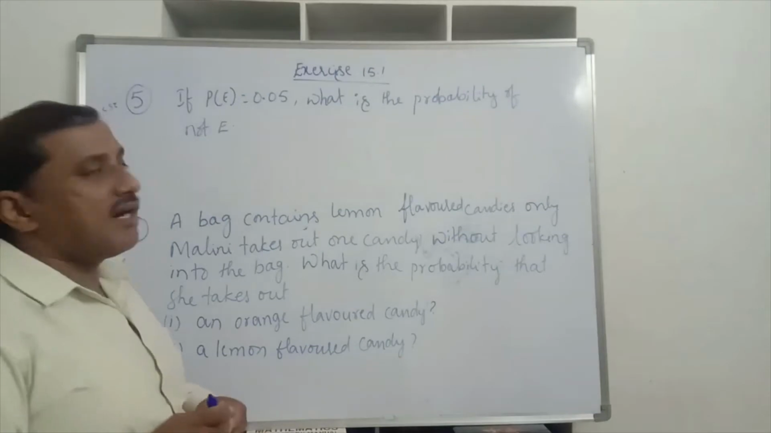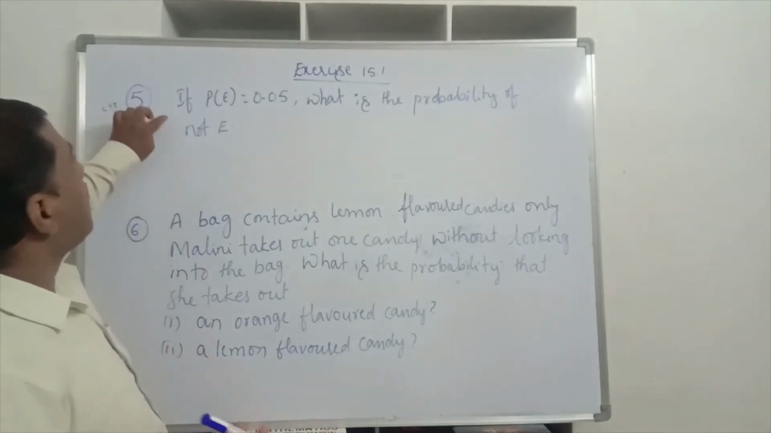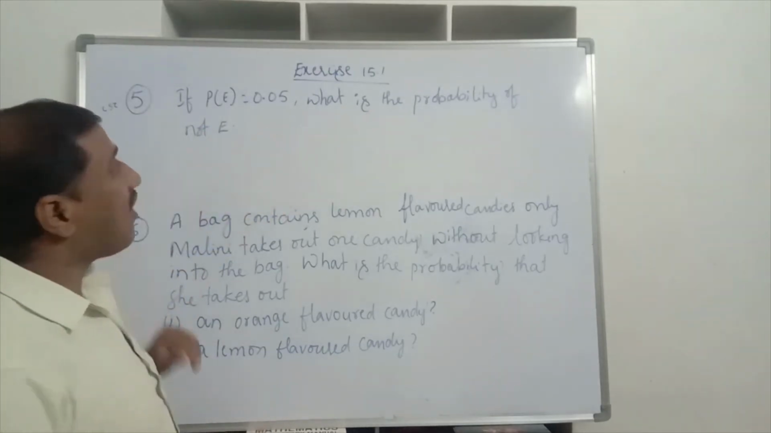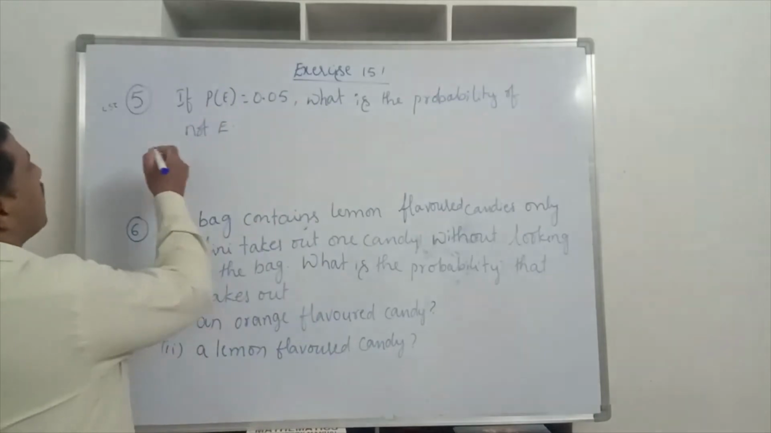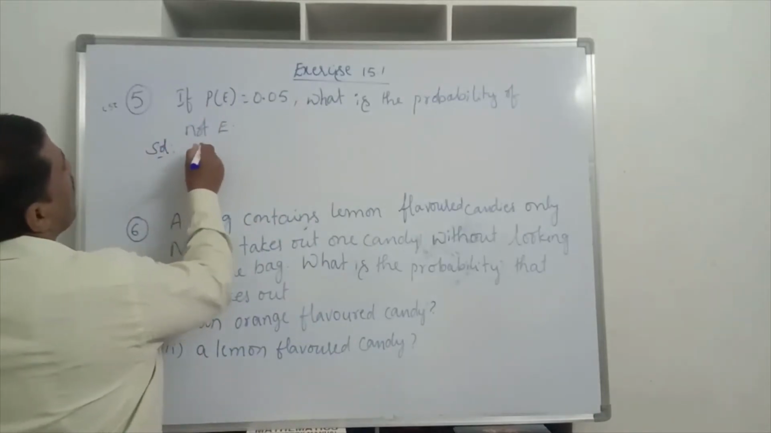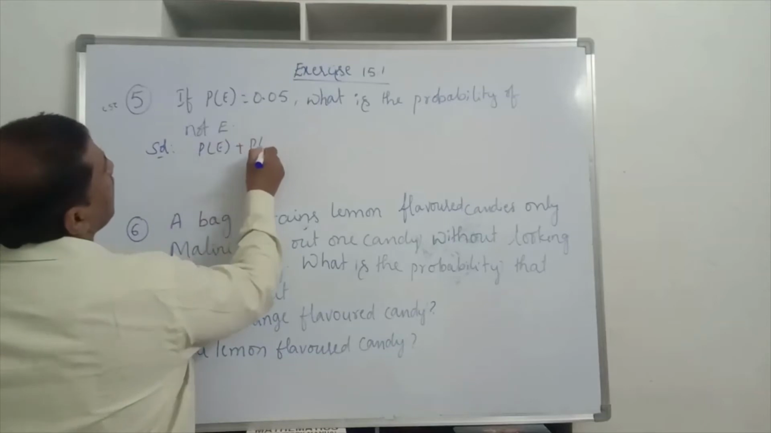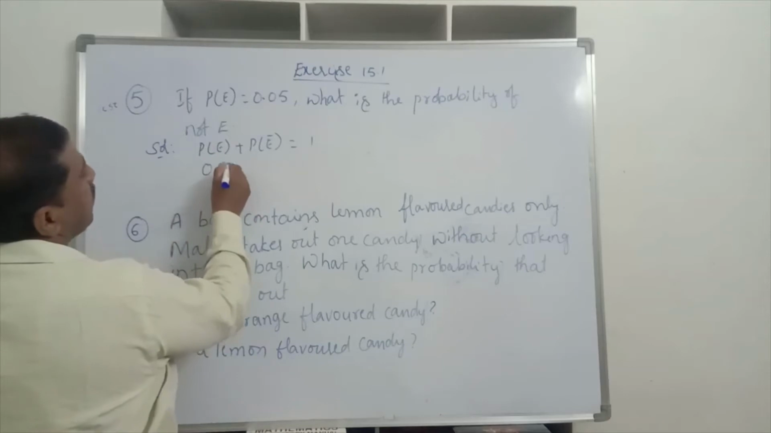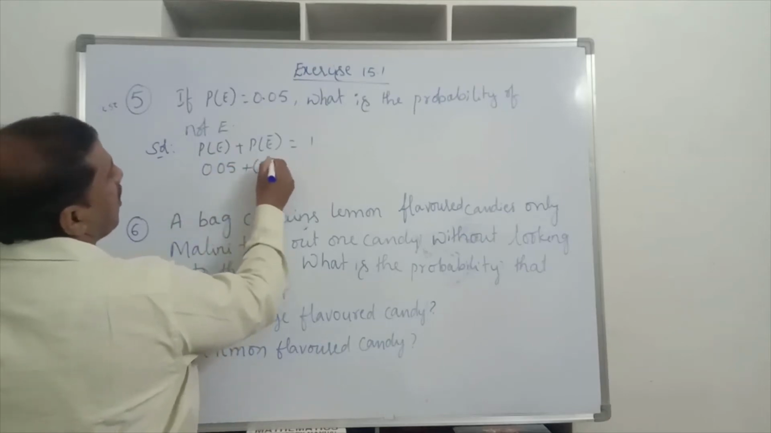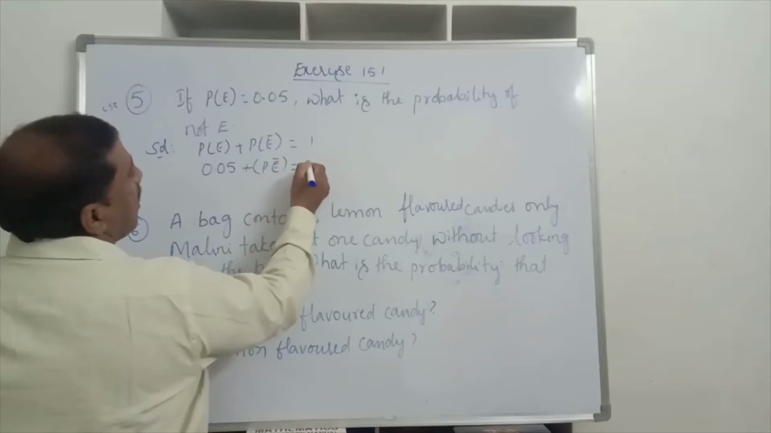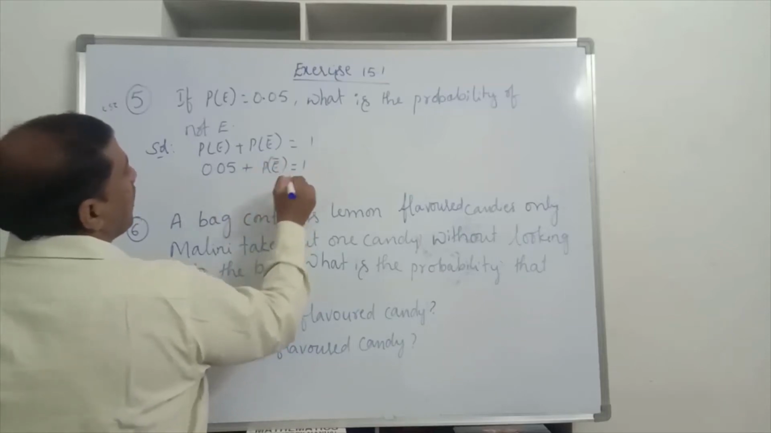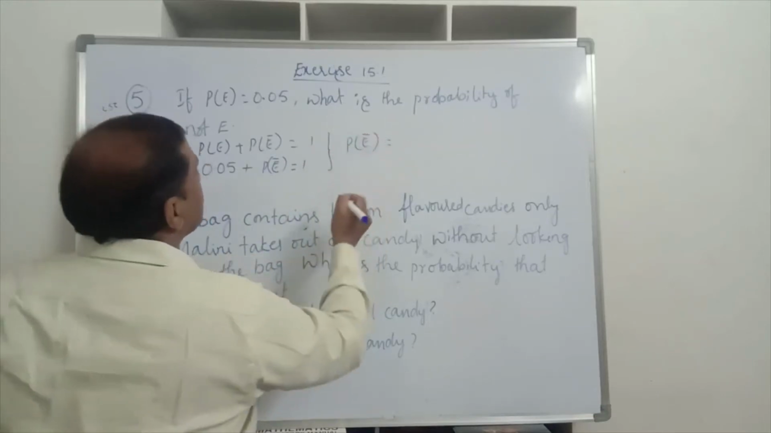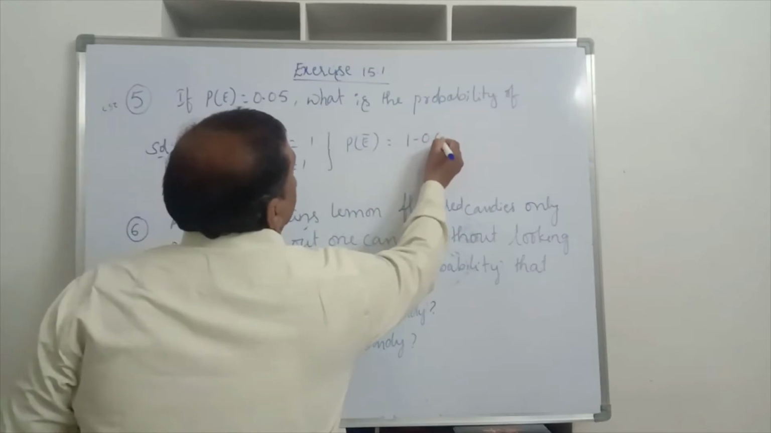Now exercise 15.1, fifth bit. If P of E is equal to 0.05, what is the probability of not E? We know that P of E plus P of not E is equal to 1. So 0.05 plus P of not E is equal to 1. Now P of not E is equal to 1 minus 0.05.